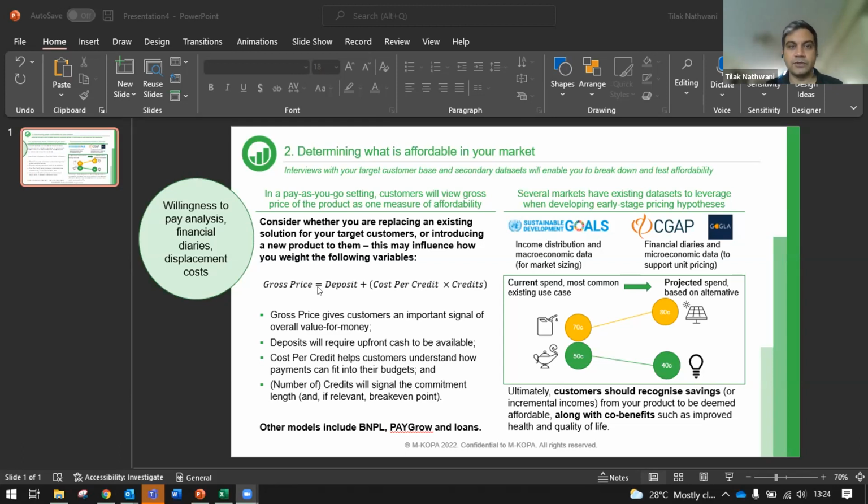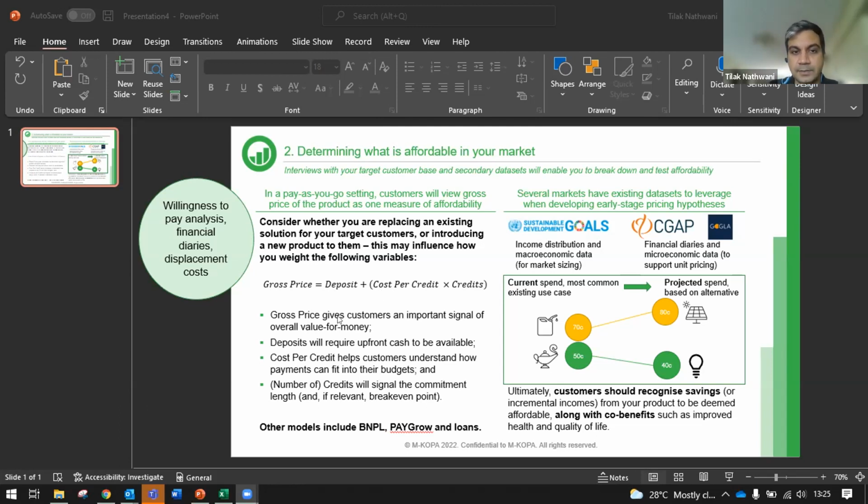Here I've set out the general pay-as-you-go payment plan, where your gross price is an initial deposit that customers pay depending on the value of the product itself, plus of course the cost price per credit, which is our micropayment, daily repayment. We have daily payment terms, but there's flexibility around that. Then of course, multiplied by the number of credits. The reason I've spelt this out is because each element of this equation has different considerations to it.